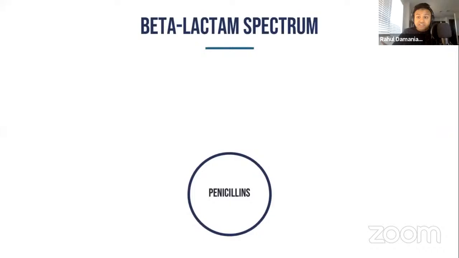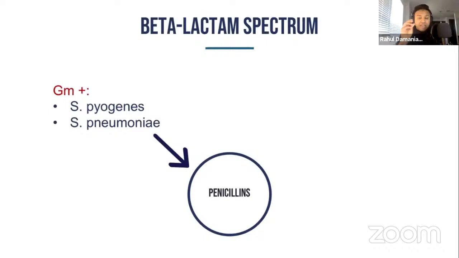Now, penicillins have been around forever. What we need to know for your USMLE is that they love to test the fact that penicillins cover strep pyogenes and strep pneumoniae. Remember that strep pyogenes is a beta hemolytic streptococcus that causes strep throat infections. And for example, strep pneumoniae is going to cause fever and focal lung findings on your chest x-ray or physical exam, and they are going to allude to community acquired pneumonia.